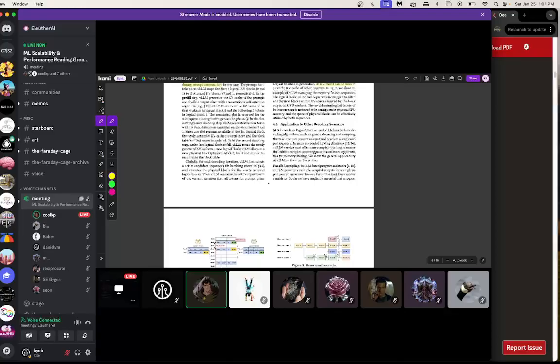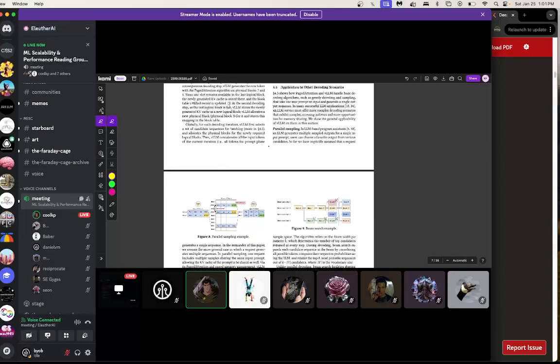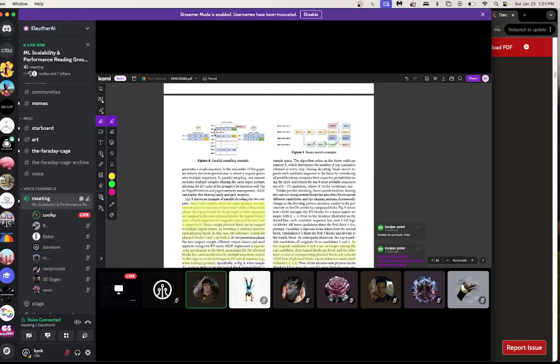They go into how this can be applied for reuse and the scenarios where reuse is useful. First scenario here is parallel sampling. In LLM-based program assistance, an LLM generates multiple sampled outputs for a single input prompt. Users can choose a favorite output from various candidates. So far, we have implicitly assumed that a request generates a single sequence. In the remainder of this paper, we will assume more general cases in which a request generates multiple sequences. In parallel sampling, one request includes multiple samples sharing the same input prompt.